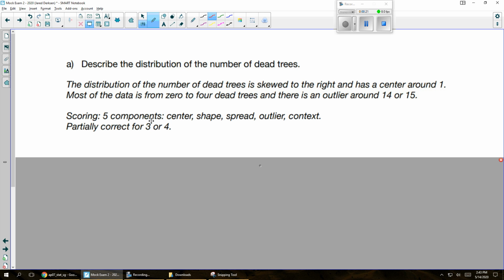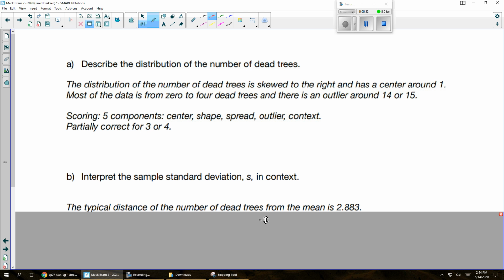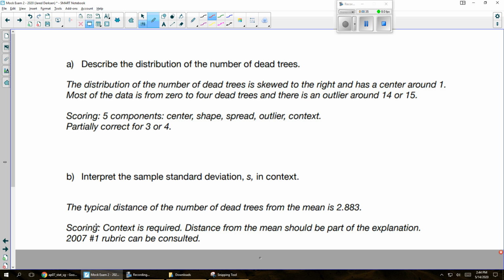The scoring, he said, if you got all 5 things, center, shape, spread, unusual observations, and context, you got an essentially correct. Otherwise, you got a partially correct. For the next one, interpreting it, to get an essentially correct, you have to be correct and include context. If you don't include context, the best you could get is a partial. And if it doesn't describe something about distance from the mean, then the best you can get is a partial. So if you say something like the standard deviation is the typical deviation, but you don't say from the mean, the best you can get is a partial on that part.